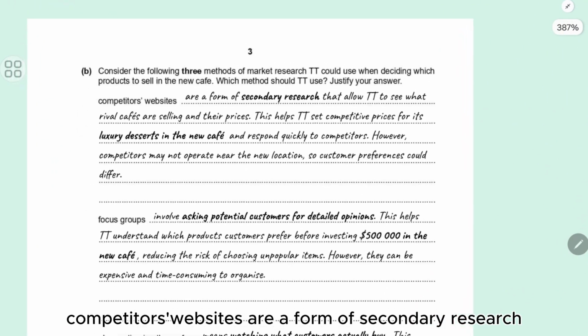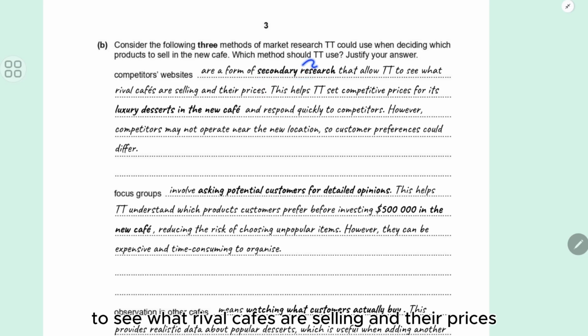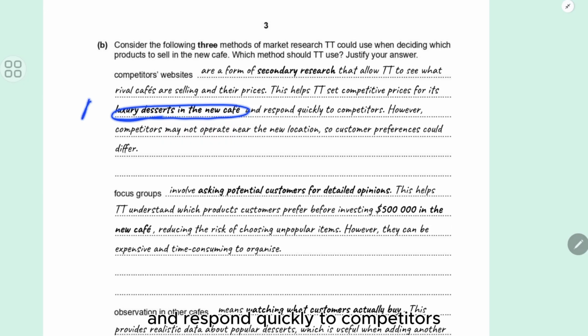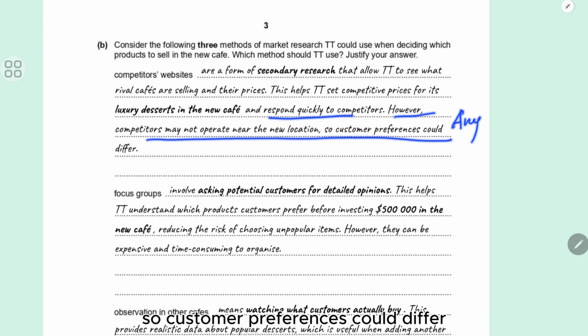Competitors' websites are a form of secondary research that allows TT to see what rival cafes are selling and their prices. This helps TT set competitive prices for its luxury desserts in the new cafe and respond quickly to competitors. However, competitors may not operate near the new location, so customer preferences could differ.